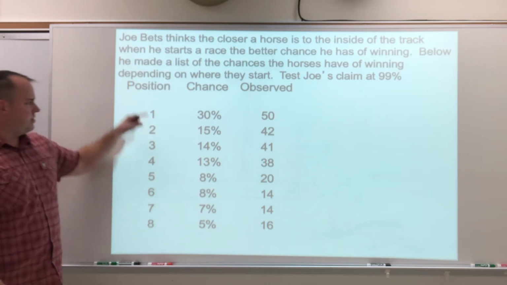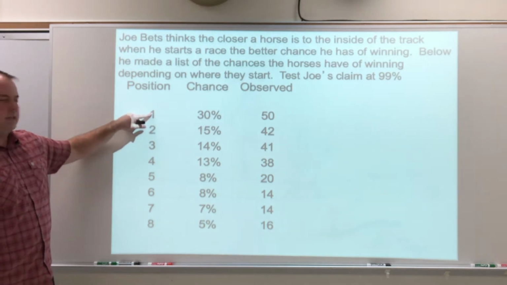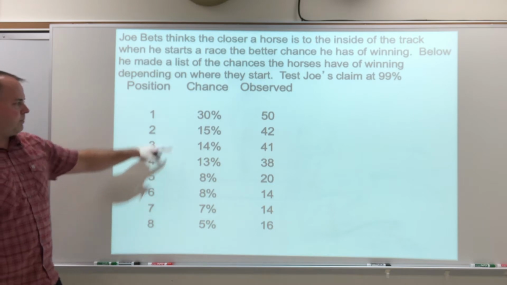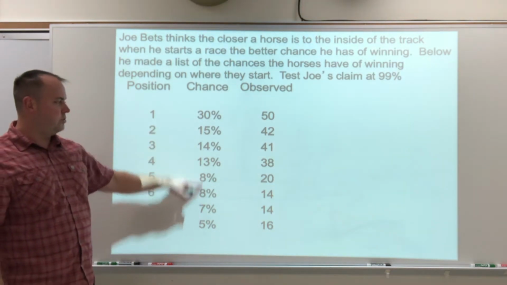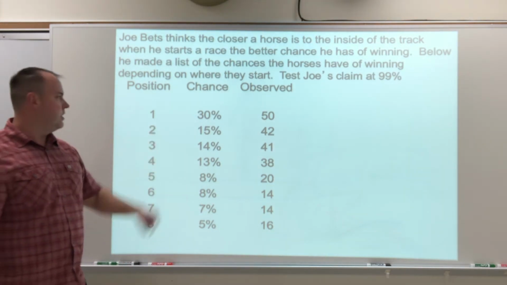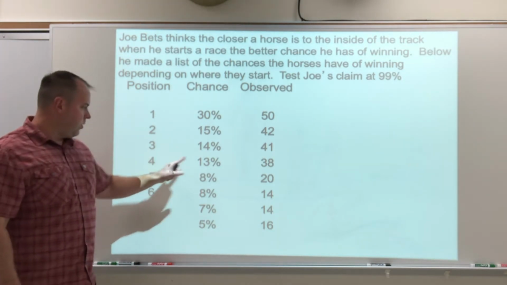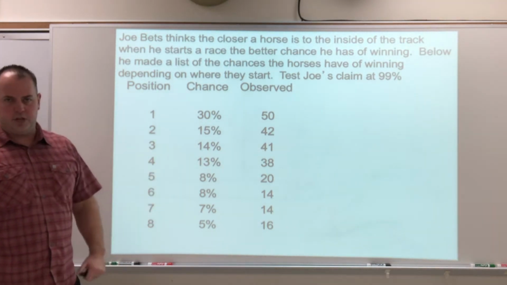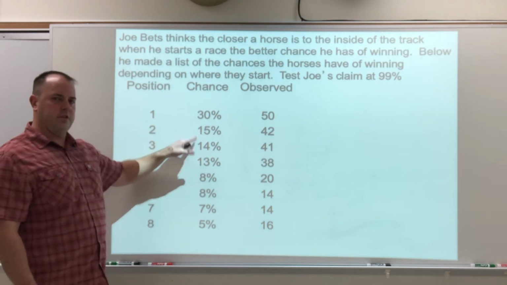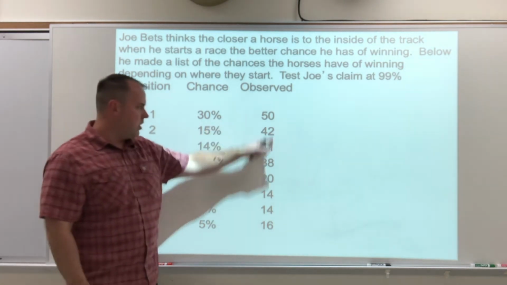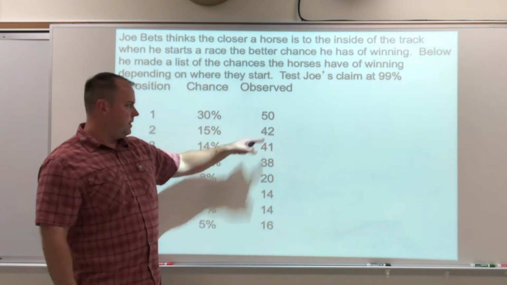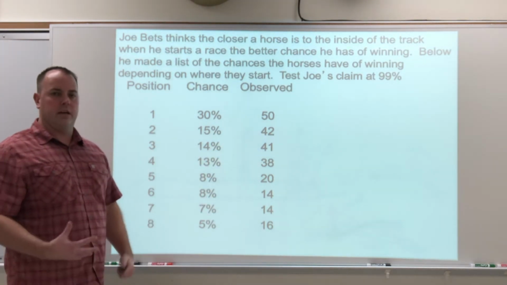So here we have position 1 being close to the inside down to position 8. And we have all the percentages. This is what Joe's claiming the proportion is. 30% of the chance, horse 1's going to win. For horse number 4, 13% chance. So this is what Joe thought. This is the claim that we're testing. And here are our observed values: 50, 42, 41, so we have our data collected.